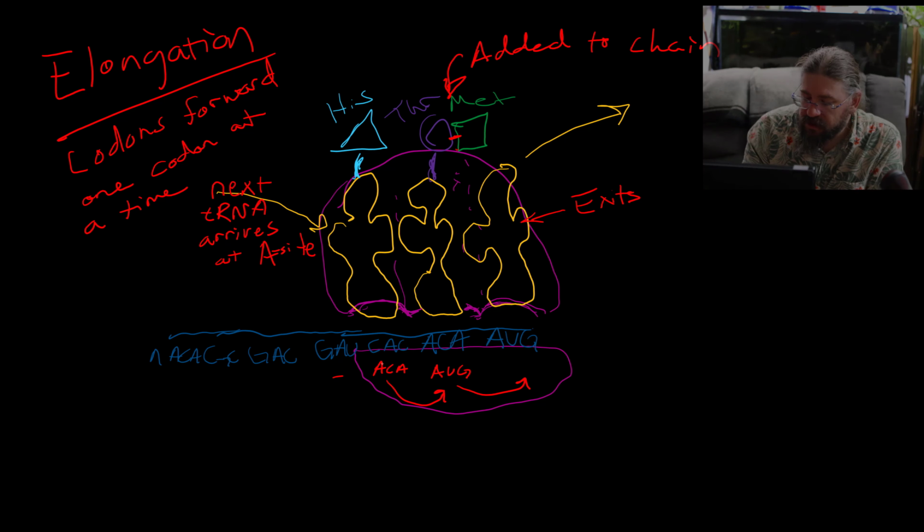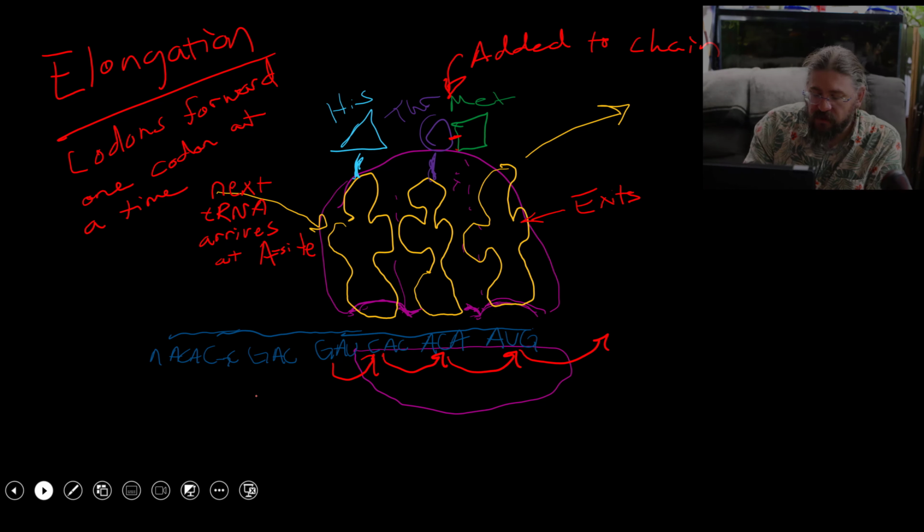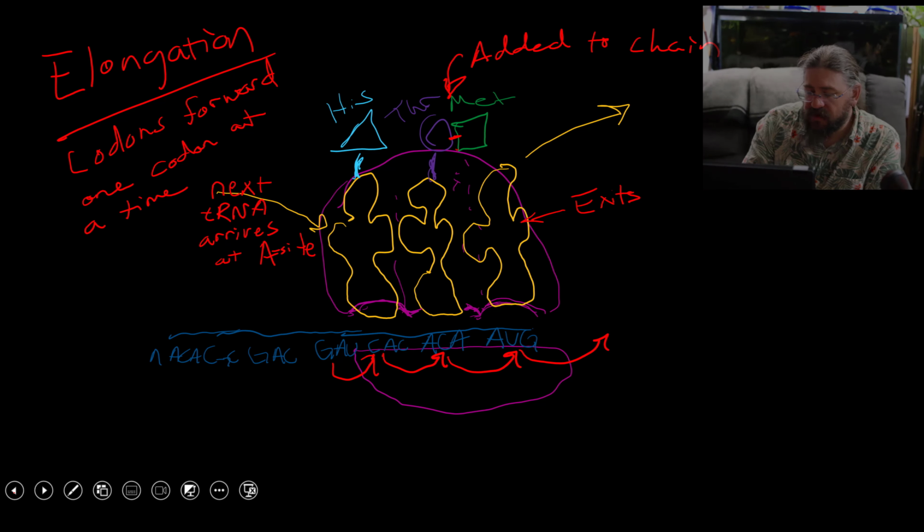So next up, we're going to click forward, and AUG will now exit the ribosome. ACA will be in the E site. CAC will be in the P site. GAU will then enter the A site. All right? And we're just going to click forward and forward and forward over and over and over again until we get to the point where everything ends.